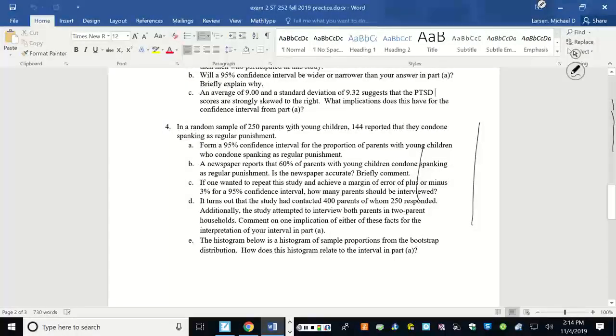Random sample of 250 parents with young children, 144 reported they condone spanking as regular punishment. Form a 95% confidence interval. So that's one proportion, a confidence interval. The newspaper reports 60% of parents condone spanking. Is that reasonable? We can do a hypothesis test. You could look at the interval. Does it include 60%? If it includes 60%, then it's not rejected. I think it's not rejected in this case.